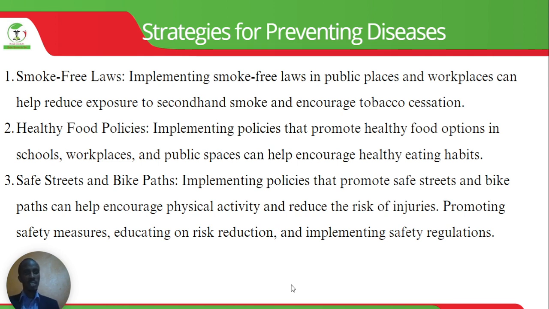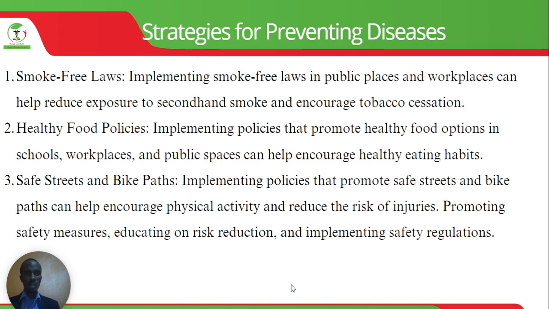Then strategy number 6 here is safe streets and bike paths. This includes implementing policies that promote safe streets and bike paths, which encourage people to do physical activity and reduce the risk of injuries. So this involves promoting safety measures, educating on risk reduction, and implementing safety regulations.